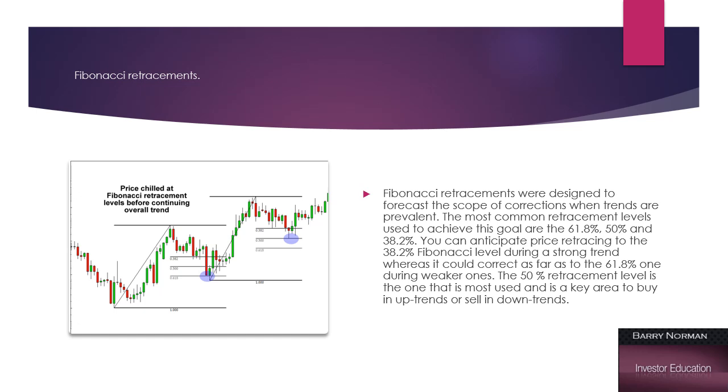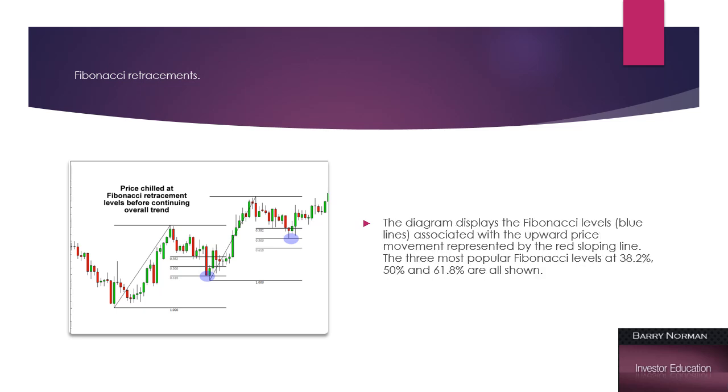Now, Fibonacci retracements were designed to forecast the scope of corrections when trends are prevalent. The most common retracements are at 61.8, the 50 I just told you about, and 38.2. When using the Fibonacci retracement tool, we can help determine what that trend pattern is. Is it reversing or is it retracing?